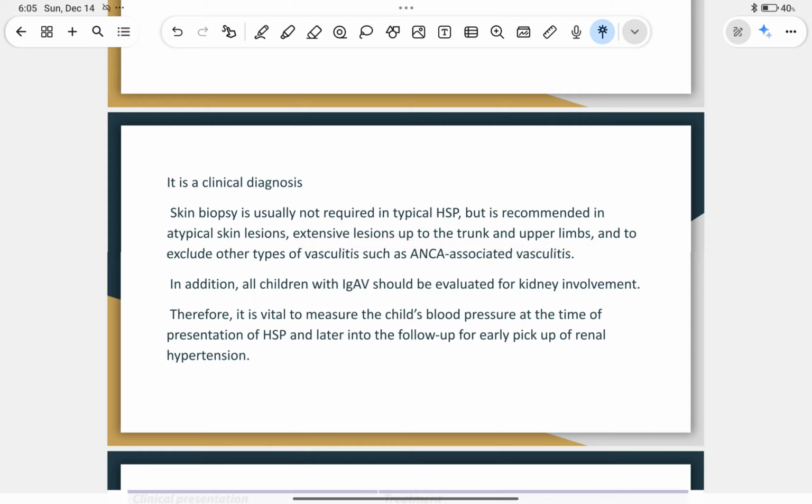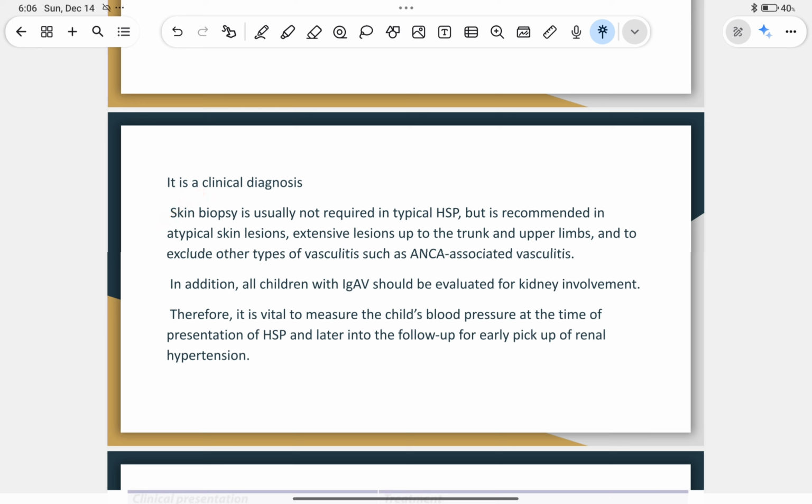That means we are doubting that it may not be HSP, it may be something else, because HSP generally spares the trunk and upper limbs are less involved. But whenever there are atypical lesions involving the trunk and upper limbs, that means we are doubting other diagnoses like SLE or ANCA associated vasculitis. So you want to do a biopsy to rule out the other things. That's why you have to do a skin biopsy there, to rule out other vasculitis.